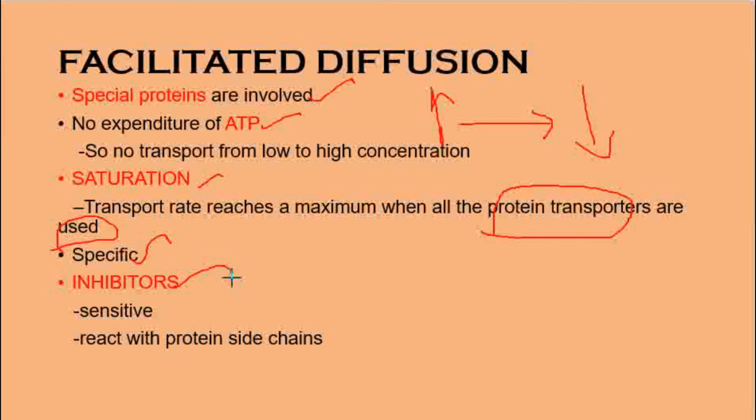So to hinder this from happening, there are inhibitors. So proteins which help in facilitated diffusion, they are sensitive to this type of inhibitors. And how they inhibit is, they react with the protein side chains. The inhibitors react with the protein side chain to stop the diffusion.